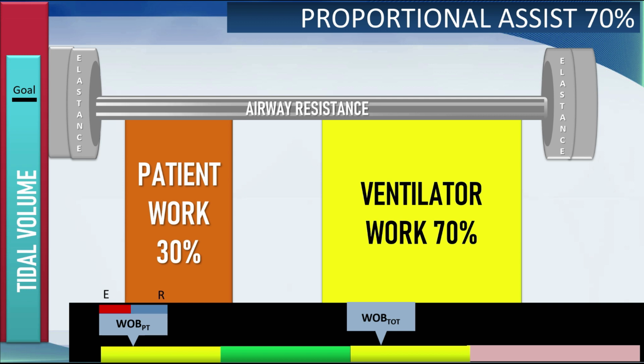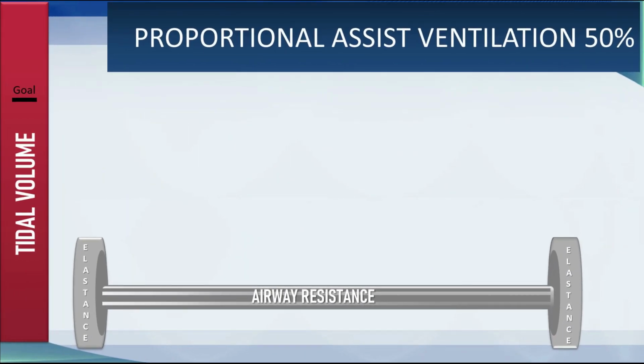This is easy to adjust. If the patient isn't doing enough work, we need to increase the work by reducing the assist. Now we've reduced the assist to 50%.